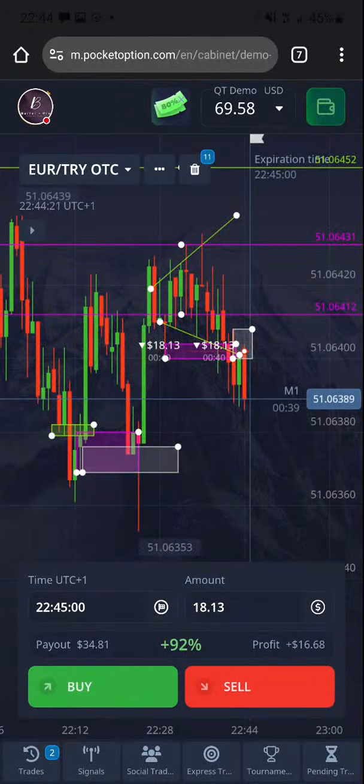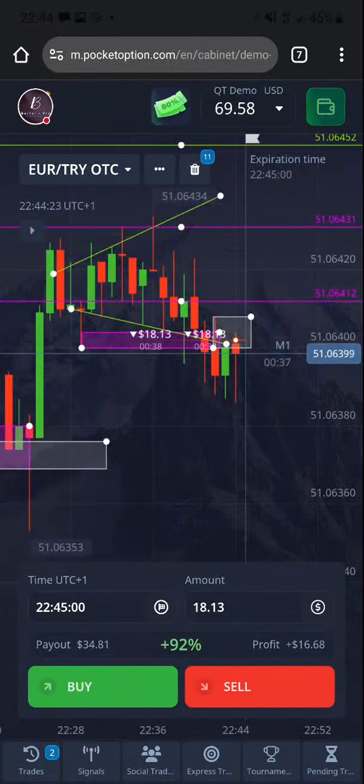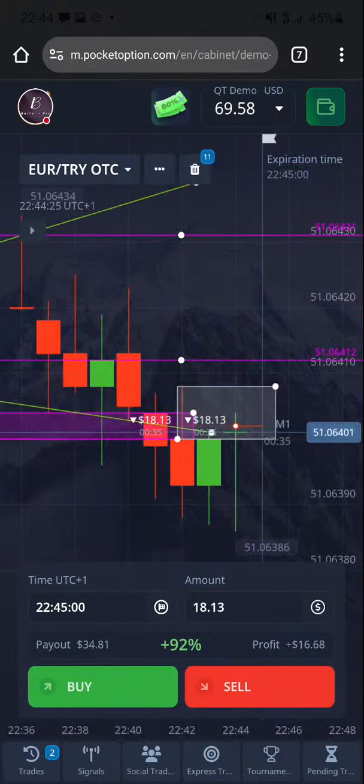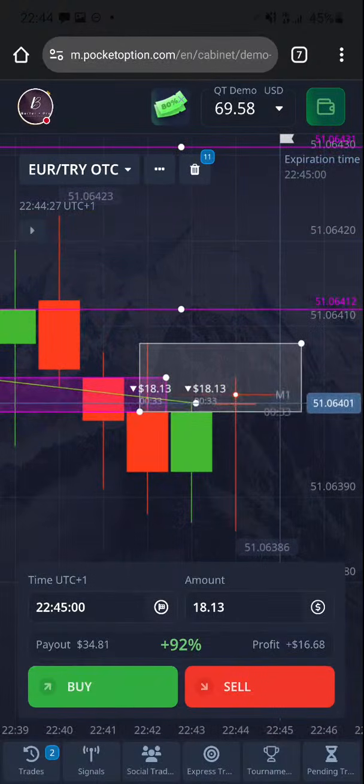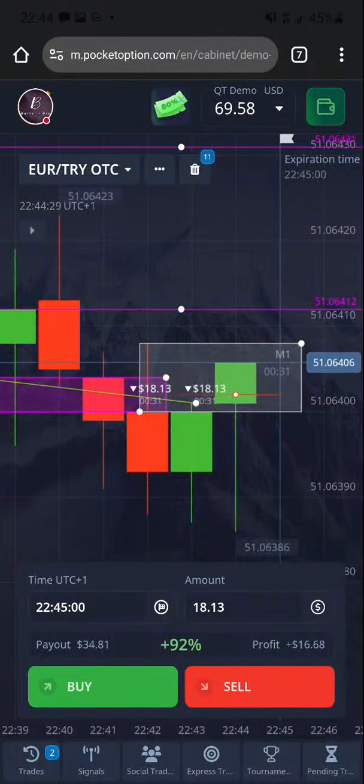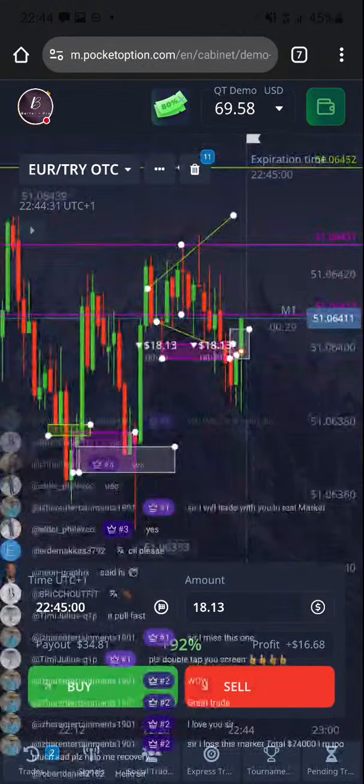Now we have another very good opportunity down here. Come on now. We have a gap up in this area. We should have a red candle here. Oh, no problem.